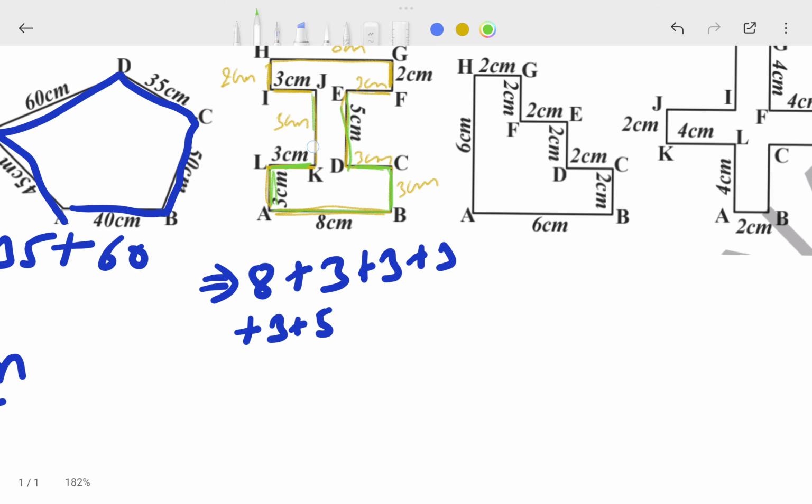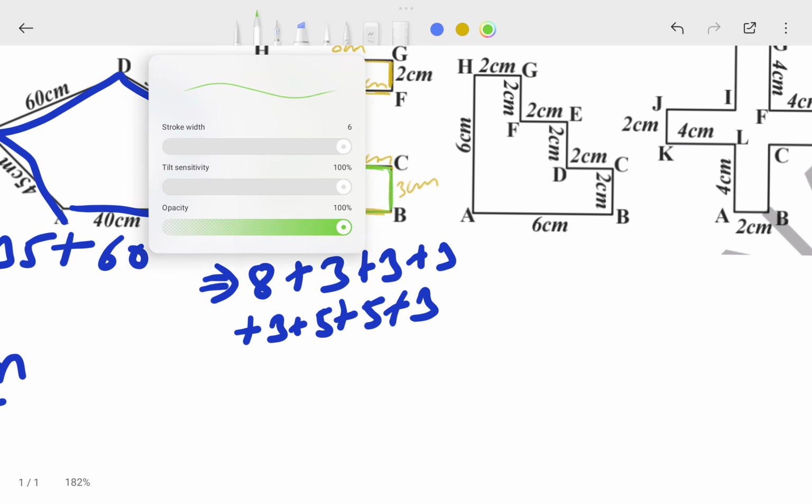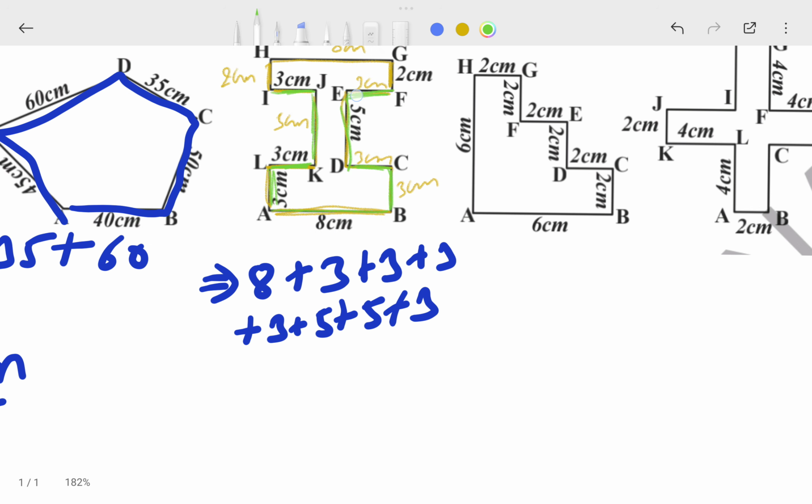Again this one also 5, so add it, this is also going to be plus 5. After that this is given 3 centimeter, it's also going to be plus 3. After that this is also 3 centimeter, so you will add plus 3. Again after that this is given 2 centimeter, it means that is going to be plus 2. Again this one is also 2 centimeter here. Okay now, so we will write here plus 2.